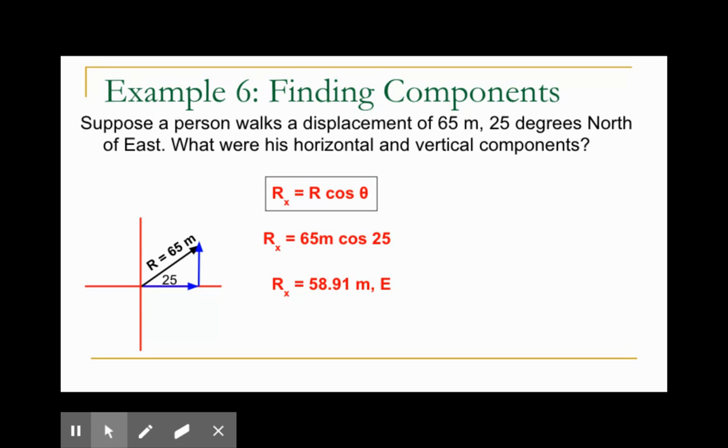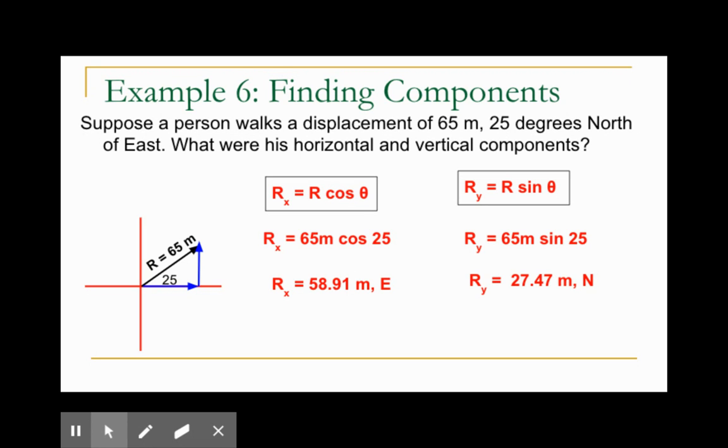So did we try the y component already? Talk me through it, Reed. So I did r sub y equals 65 meters times sine of angle 25, and I got 27.47. Okay, so you had 65 meters times the sine of 25. You got 27.47 meters. Good. And our direction is either north or positive.